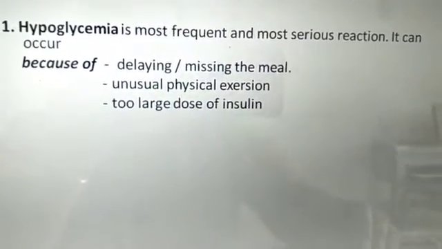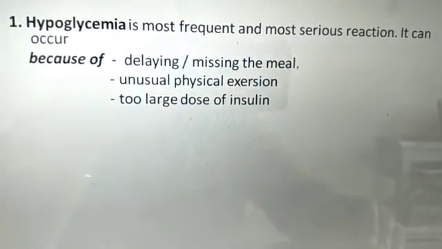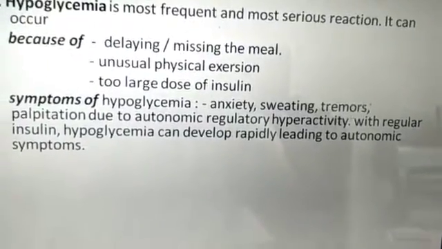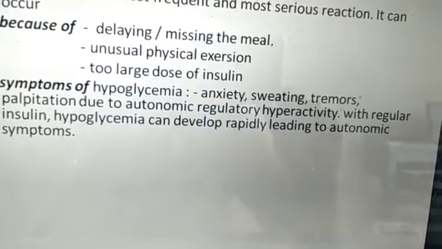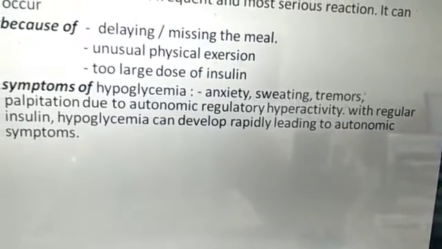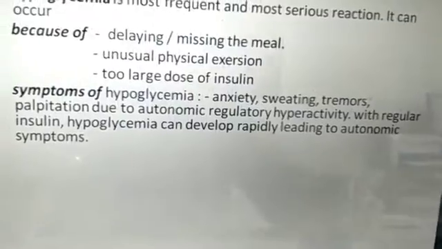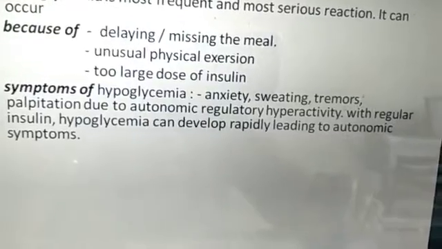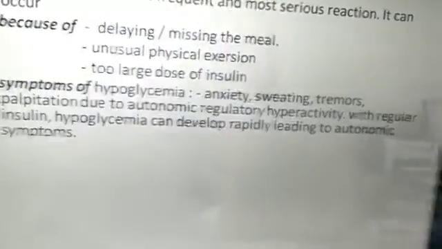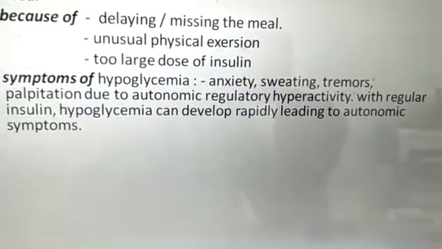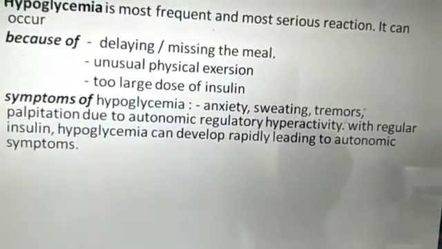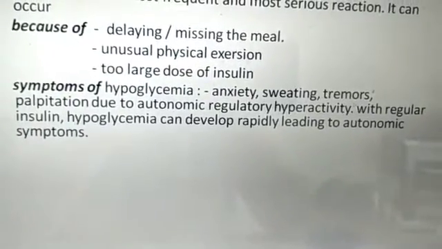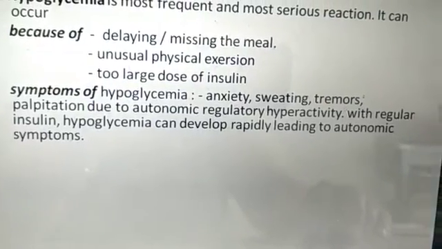How will you come to know that patient has gone into hypoglycemia? What are the symptoms? Now, hypoglycemia is a stress on the body, and there occurs autonomic sympathetic stimulation presenting with anxiety, sweating, tremors and palpitation. This is autonomic hyperactivity. Such symptoms are more common if hypoglycemia is due to regular insulin because it develops rapidly. Regular insulin is short acting.